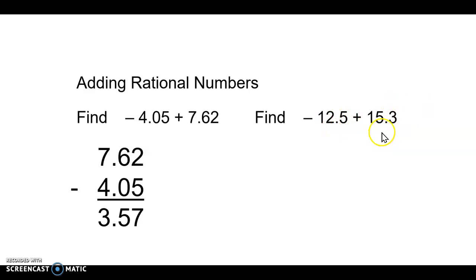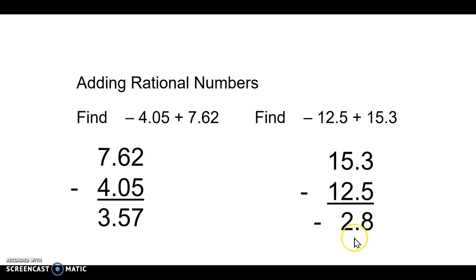So over here, the 15.3 is bigger than the negative 12.5. Subtract, negative 2.8. Now, is that correct? No, it's not. It should be a positive 2.8. Now, why is it positive? Because there's more positive numbers. So be careful on that.